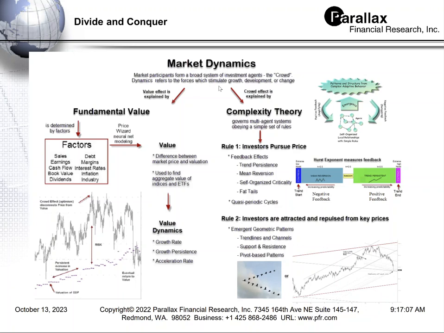So on the other side, very interesting, and this is after many years of R&D, we found that there is one theory that takes care of everything that's observable that you would call technical analysis, and it's called complexity theory. And complexity theory is basically a theory that governs multi-agent systems. A multi-agent system in our case would be each individual that participates in a market, buying and selling securities, would be an investment agent. And there are many of them, so it's a multi-agent system.